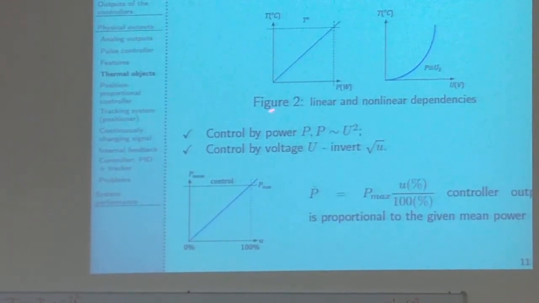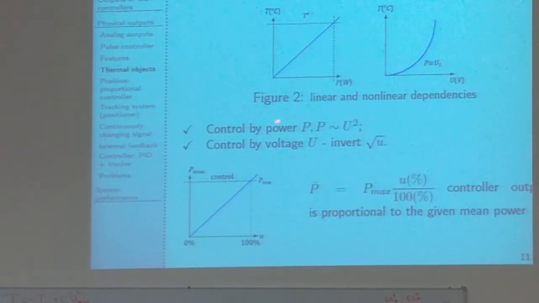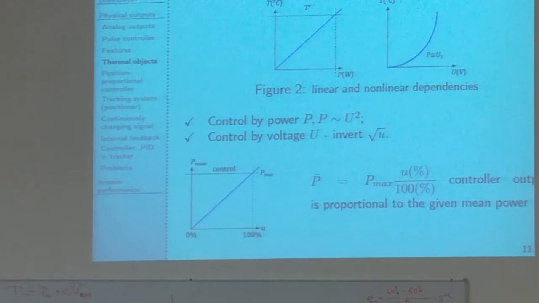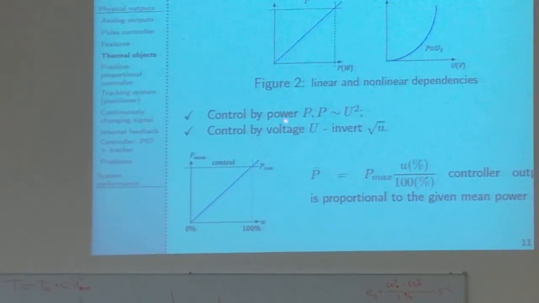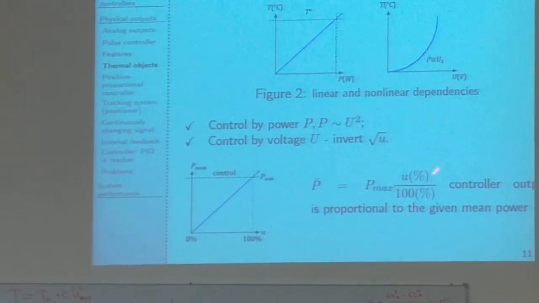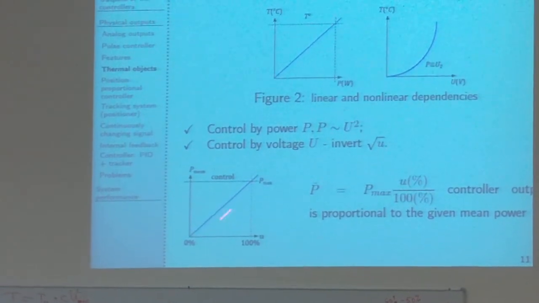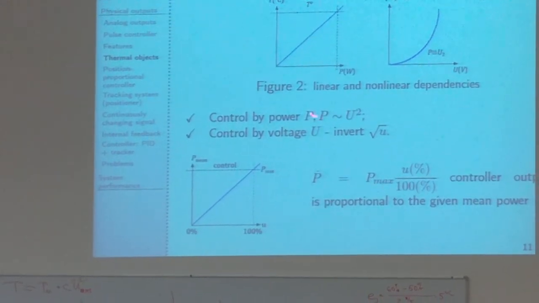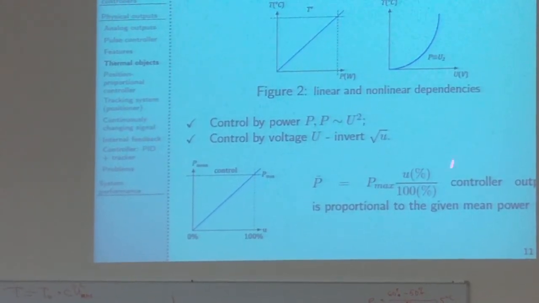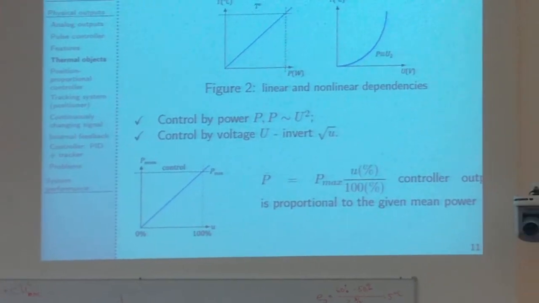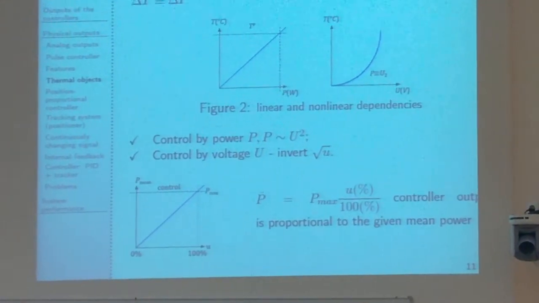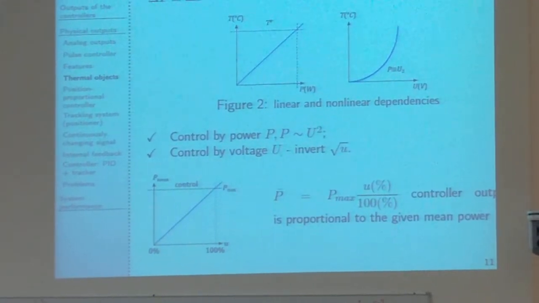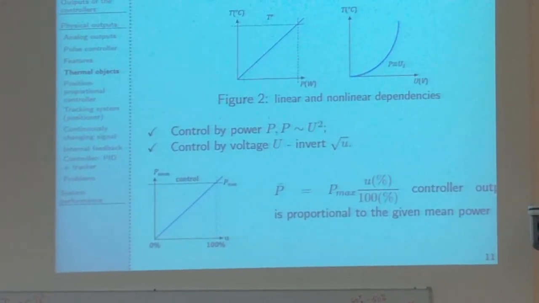So for that matter, control by power is much better, because in that case we will have just a linear dependency between the power and the output of the controller. So it will be proportional to the output of the controller, and in that case it is easy to calculate what the output of the controller should be and what the power should be.